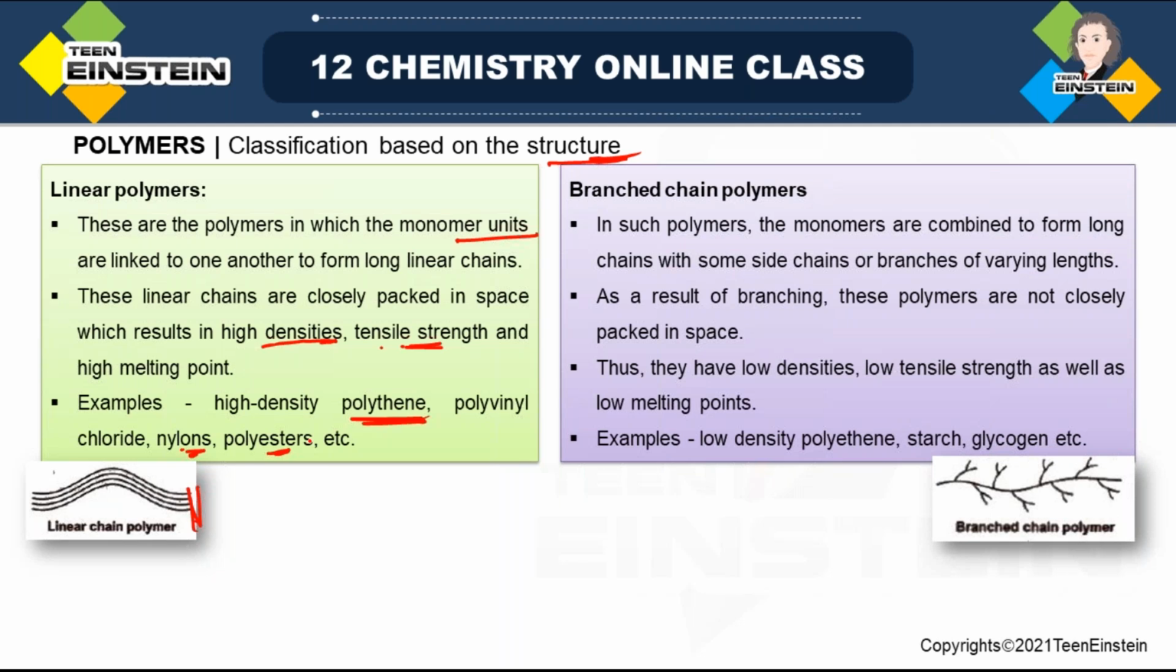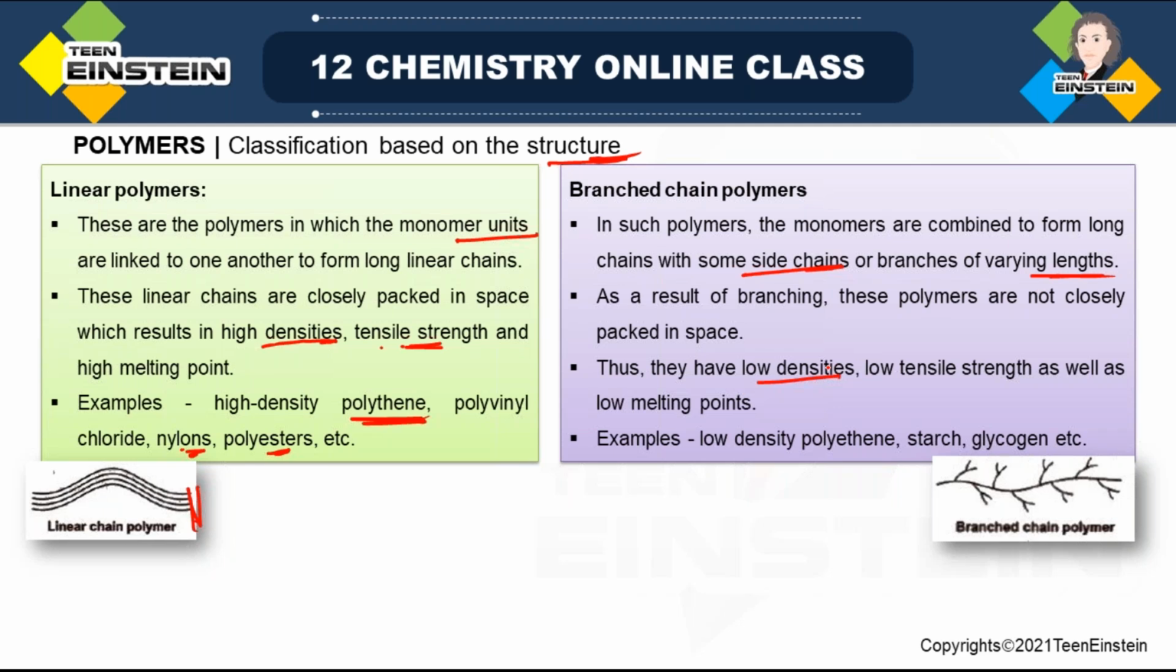Branch chain. The pictures that you are seeing here are the simplest way by which we can understand all these types of polymers. After linear, if you have some branching in the polymer, in such polymers monomers are combined to form long chains, and there will be some side chains or branches also, and they may have different lengths. Because of this branching, each chain cannot come close to each other. So as a result, what will happen? They will have low density. That is an important difference with linear polymer.